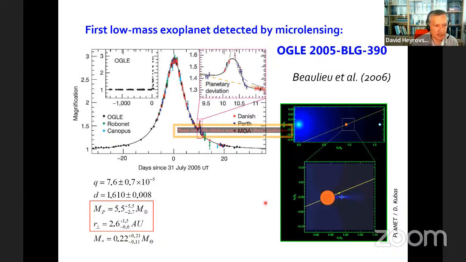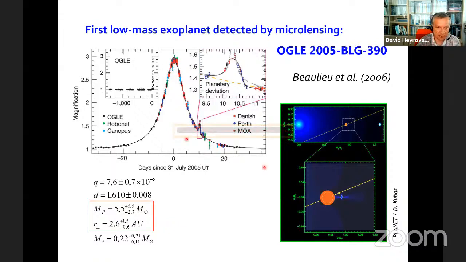What is even more interesting about microlensing is that it is sensitive to low mass planets. One of the first famous low mass exoplanets detected by microlensing is this case, OGLE-2005-BLG-390, in which the mass ratio was about 8 times 10 to the minus 5. So the companion to the lens star was about 5 Earth masses at a separation of about 2.6 astronomical units from its host star.